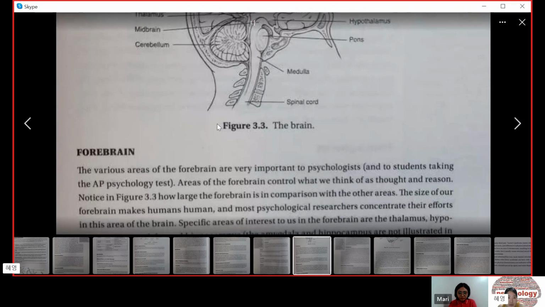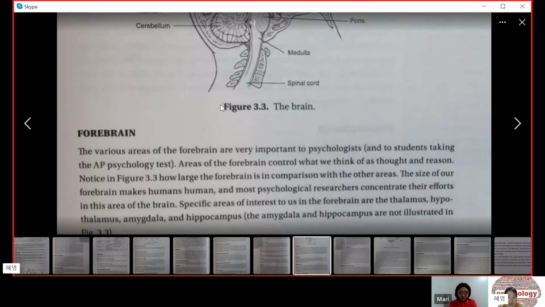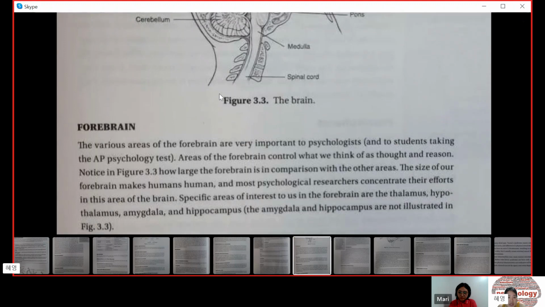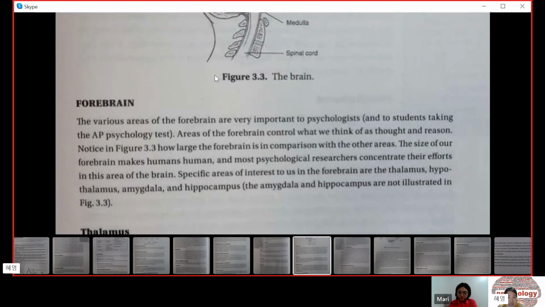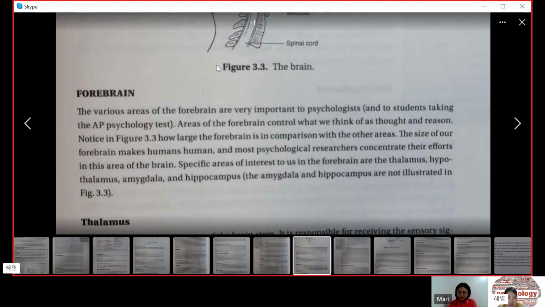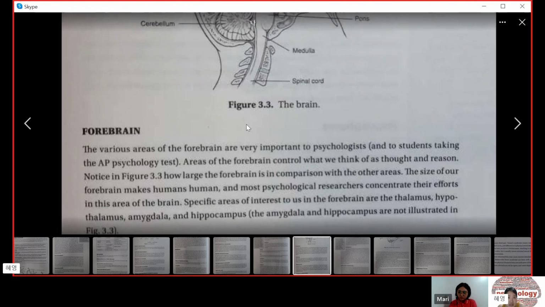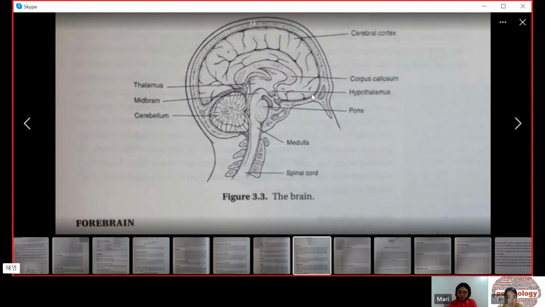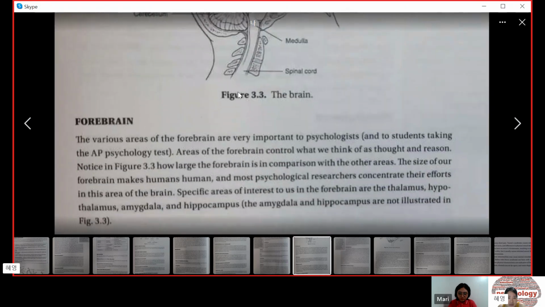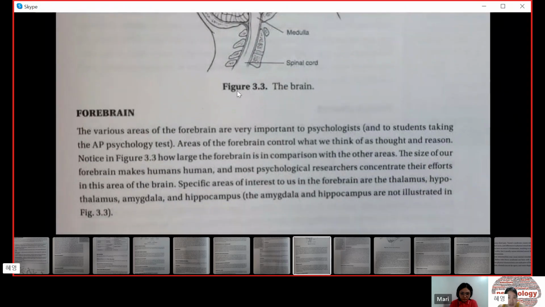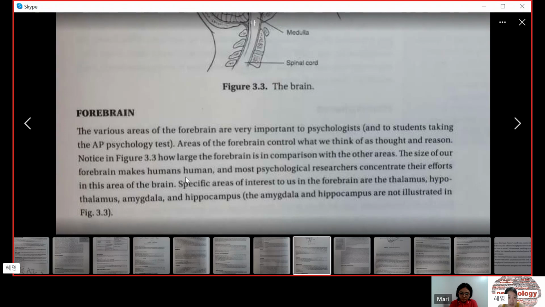The various areas of forebrain are very important to psychologists. Areas of forebrain control what we think of as thought and reason. Notice in figure 3.3 how large the forebrain is in comparison with the other areas. So forebrain is here, this part. This is a very big one. And the size of our forebrain makes humans human.